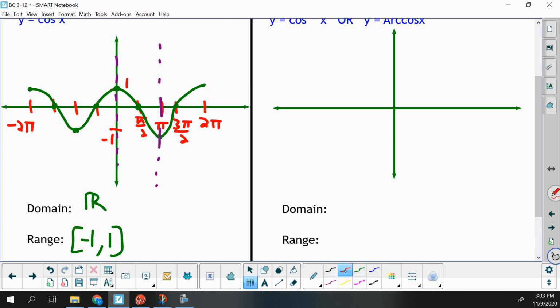So notice our y's go from -1 to 1. So over here, our x's will go from -1 to 1 because we flipped the x's and y's. In our principal branch, our x's go from 0 to pi. So now our y's will go from 0 to pi. Our first point was 0, 1, so now we have 1, 0. Then we have pi over 2, 0, so that's 0, pi over 2. And then we have pi, -1, so that's now -1, pi. And if we sketch it in, it looks something like that.